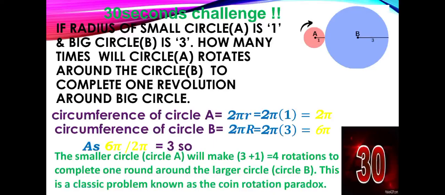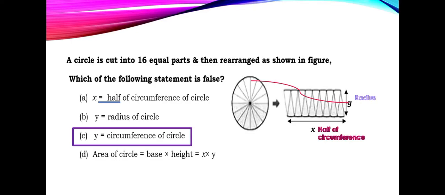If the radius of small circle A is 1 and of bigger circle B is 3, how many times will circle A rotate to make one complete revolution around the big circle B? The circumference of circle A is equal to 2 pi r, which is 2 pi, with r as 1. The circumference of circle B is equal to 2 pi r, so with r as 3 we have 2 pi times 3, that equals 6 pi. 6 pi divided by 2 pi is equal to 3. So smaller circle A will make 3 plus 1, 4 revolutions to complete one round of the larger circle B. This is a classic problem known as the coin rotation paradox.